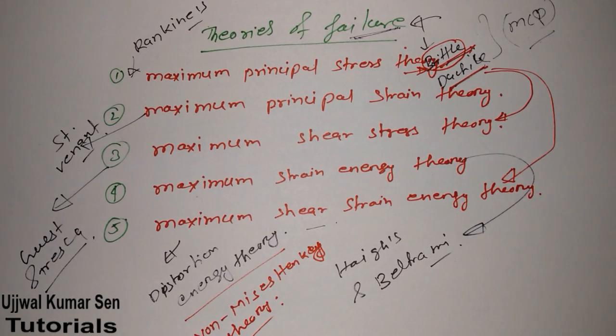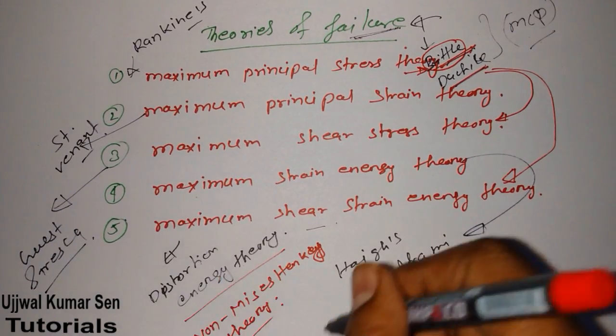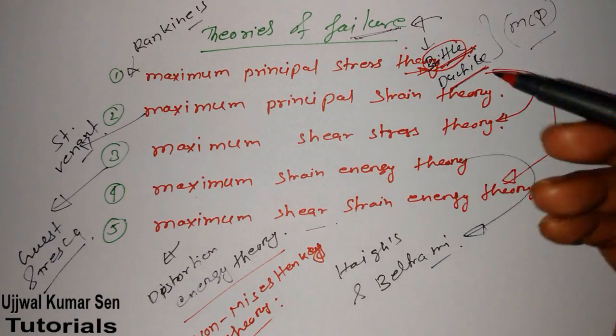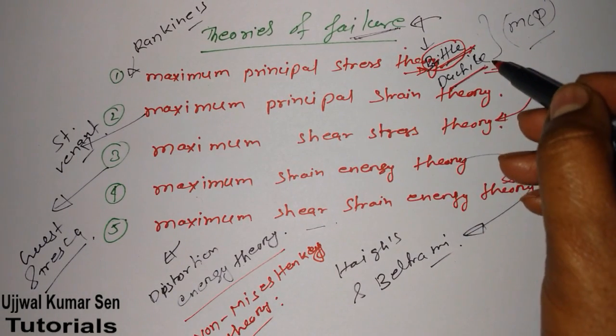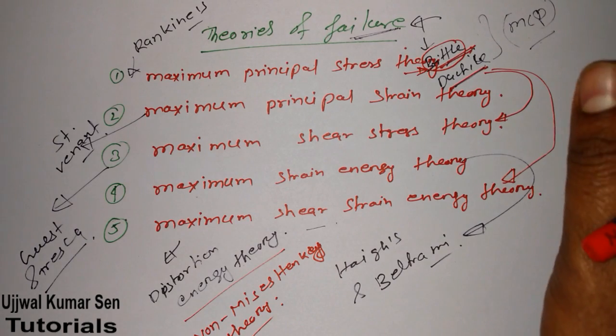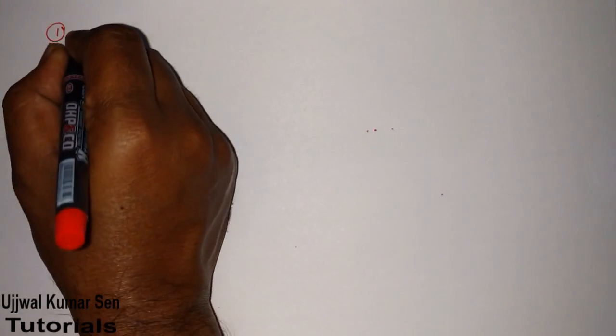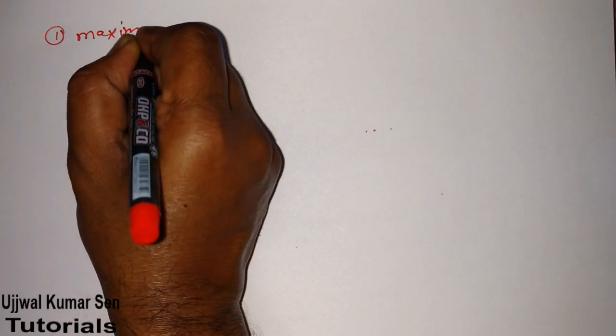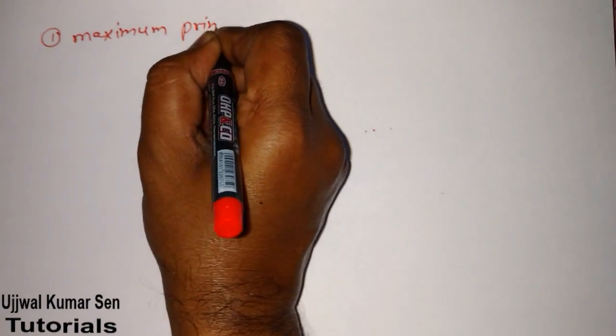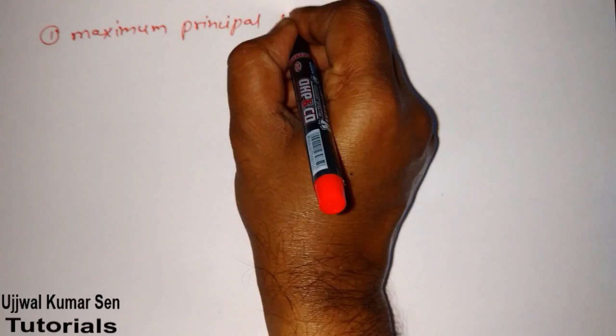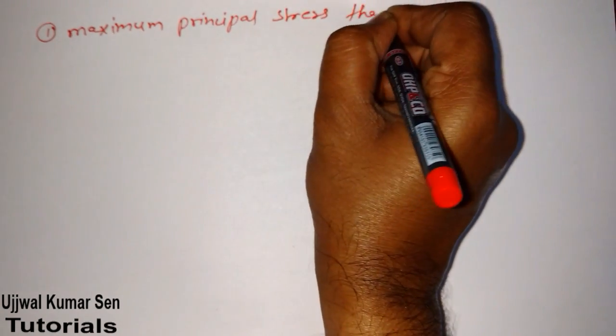So till now I have shared with you 2 key points: what the other names of these theories of failure are, and what type of materials we use for what type of theory of failure. Now we'll go through one by one, from a numerical point of view, what we should know. So we'll first start with maximum principal stress theory.